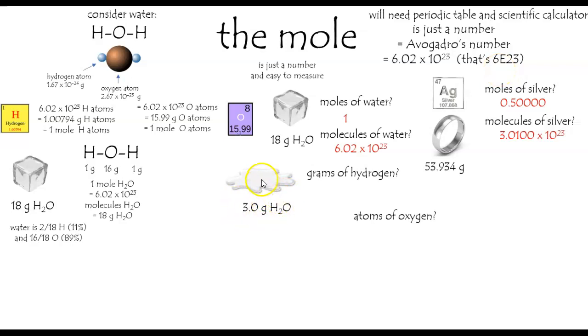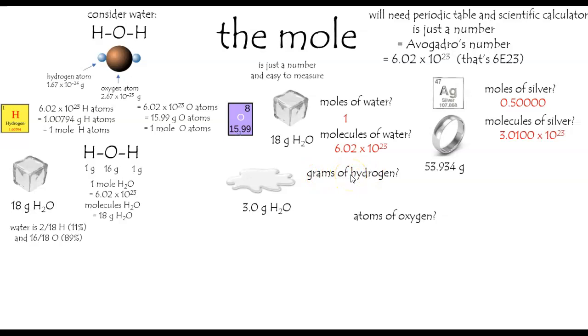All right, I got a puddle of water. It's 3 grams. Now let's do some calculations that really require a little bit of thought. 3 grams of water. Well, 18 grams is a mole, so I have a sixth of a mole. 3 grams of water, but they don't want to know how many grams of water I have. They want to know how many grams of hydrogen I have.